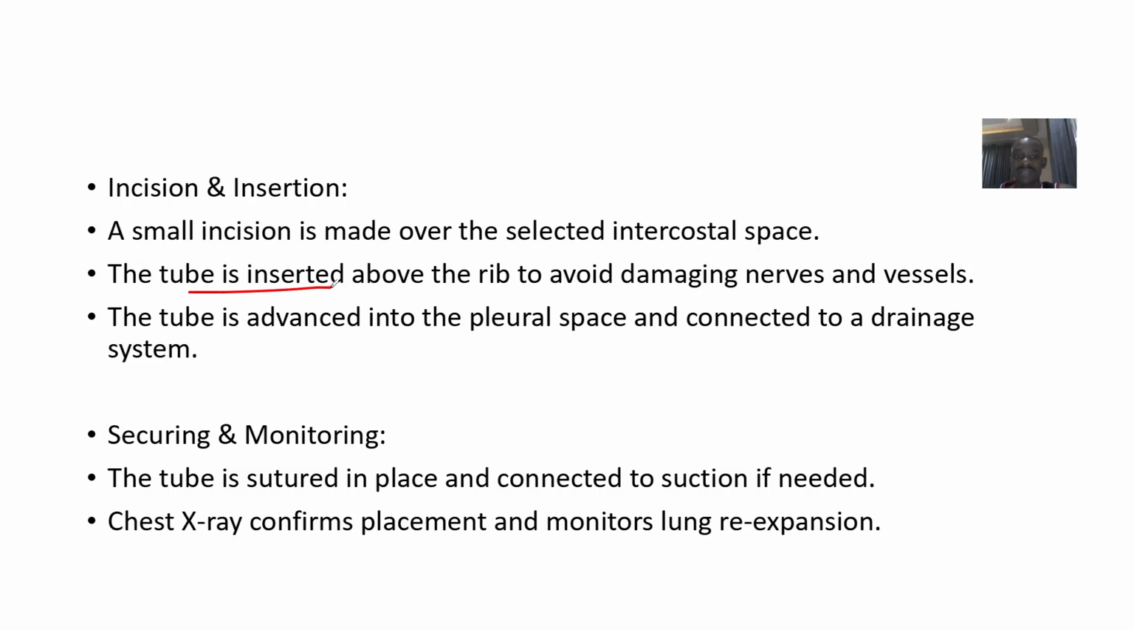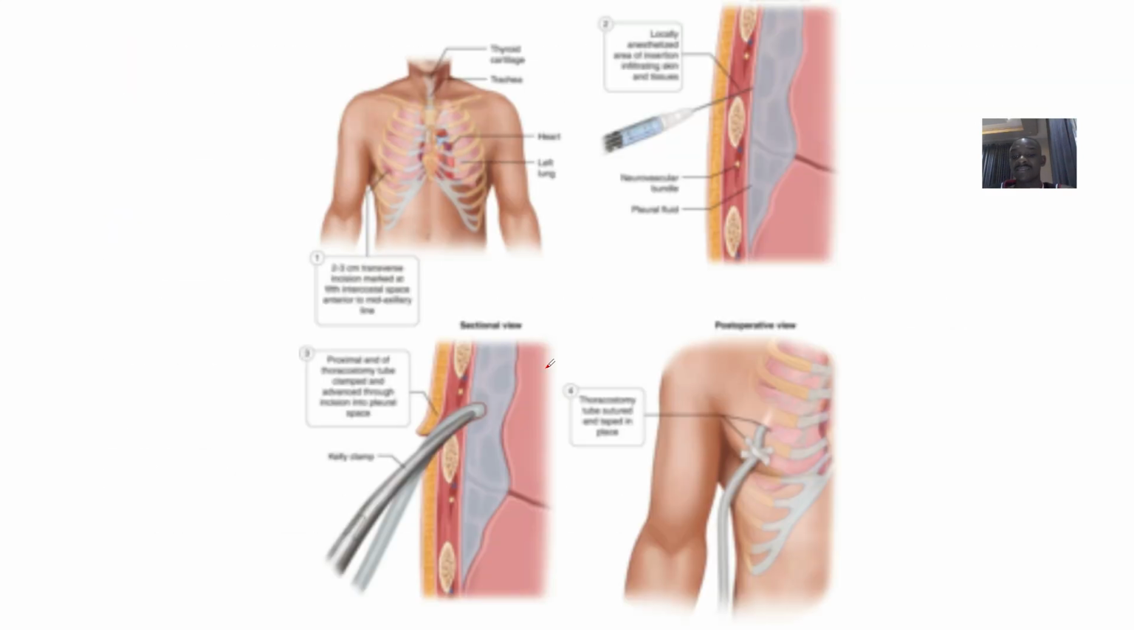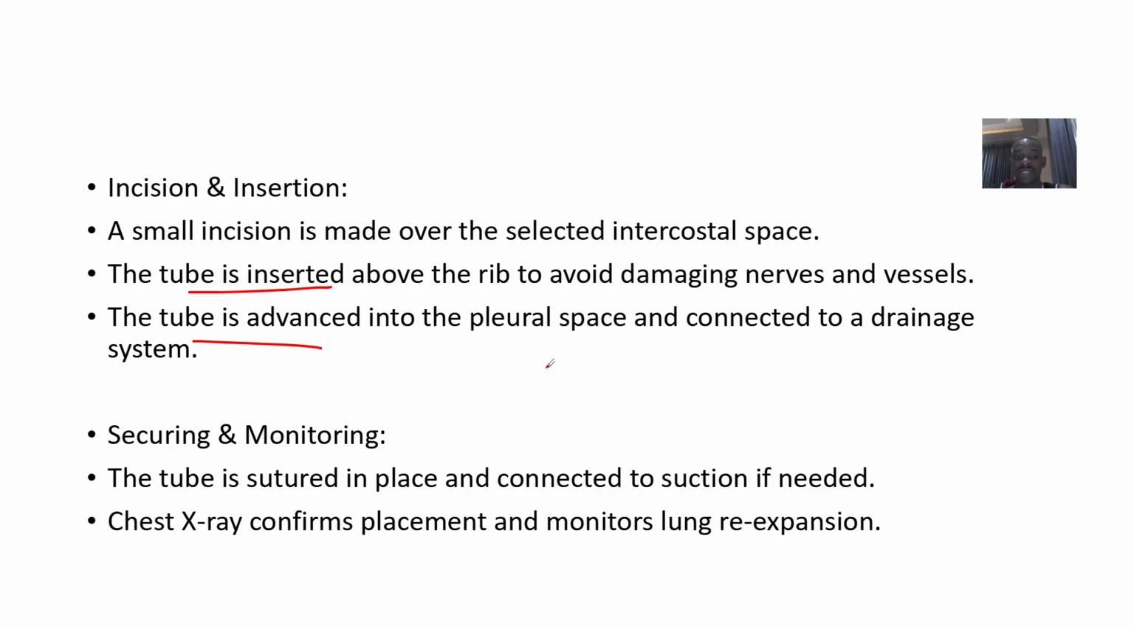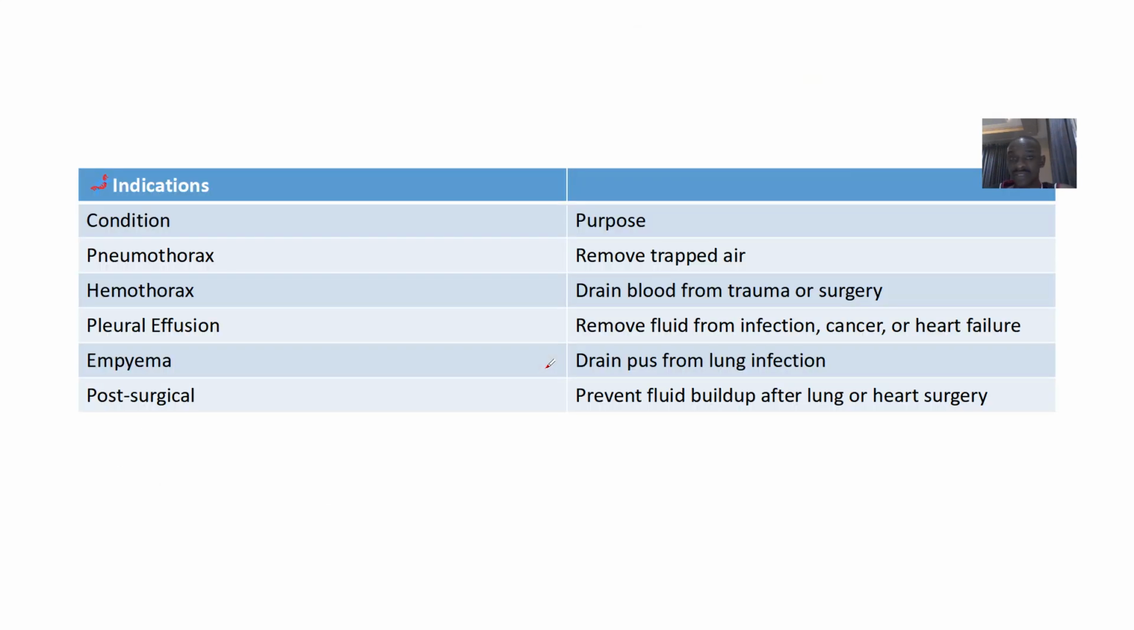Always insert above the rib, because nerves and blood vessels, arteries and veins, pass just below the rib, you understand? So the tube is advanced into the pleural space, then connected to a drainage system like this. Okay, so securing and monitoring. The tube is sutured in place, you secure it. Then a chest x-ray confirms placement, that's if you are not really sure.